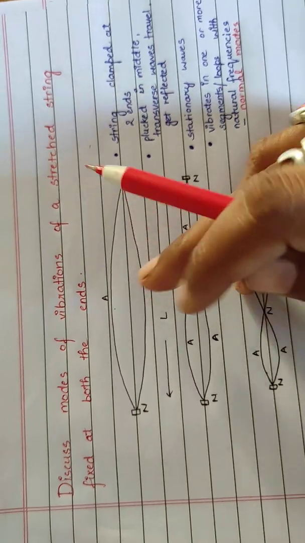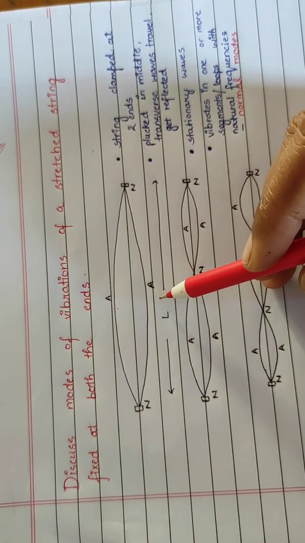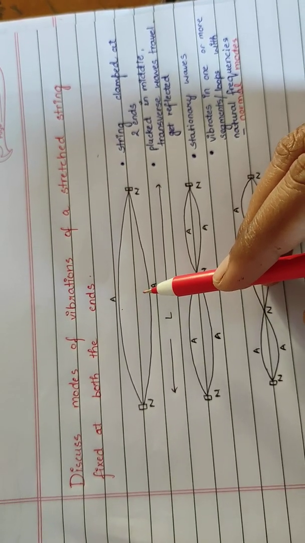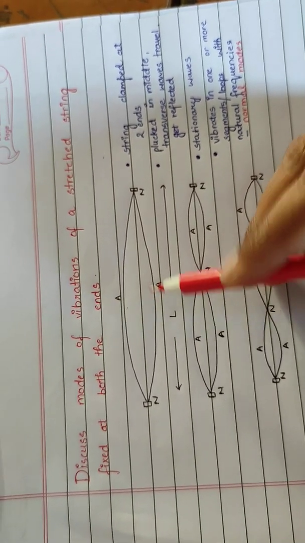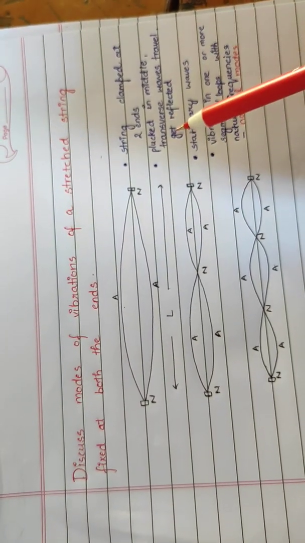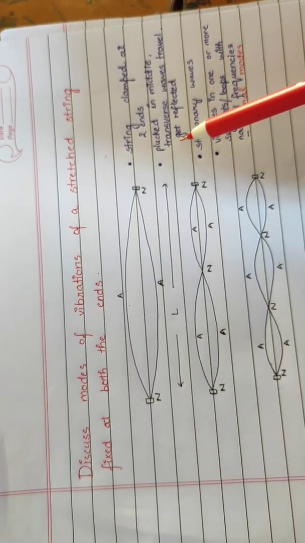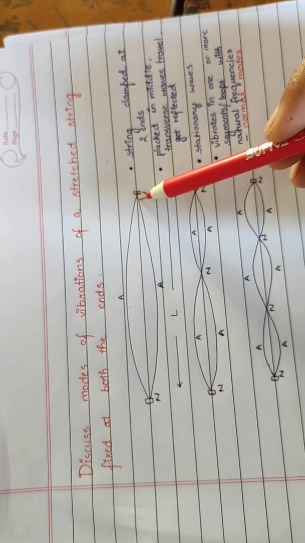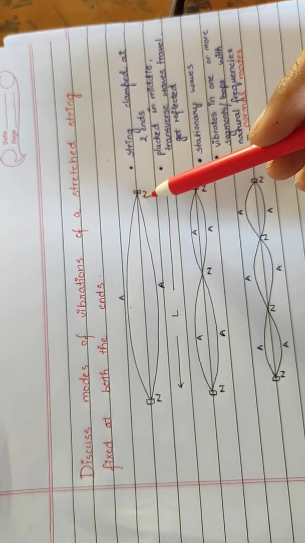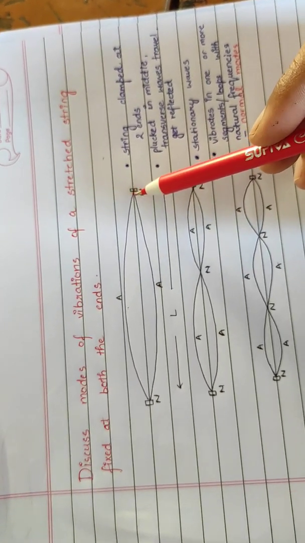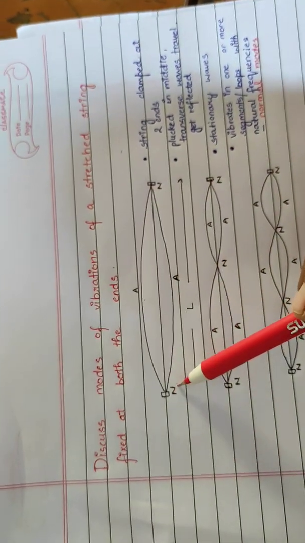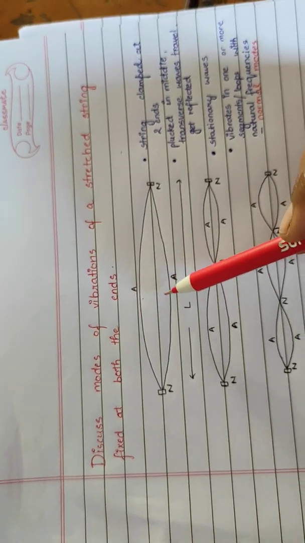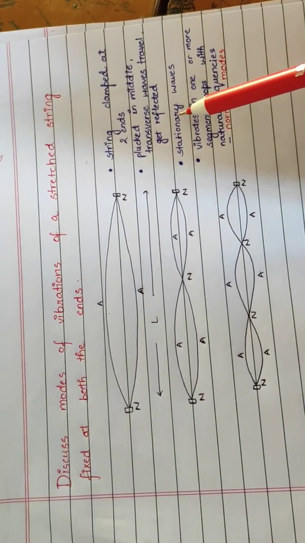Now suppose this string is plucked in the middle. Now what will happen? This string will start oscillating. And if it is plucked in the middle, the transverse waves will travel along it, and these transverse waves will get reflected from these ends of the string at which this string is clamped. And now they will start traveling in opposite direction. These two identical waves which are traveling in opposite direction will give rise to stationary waves.